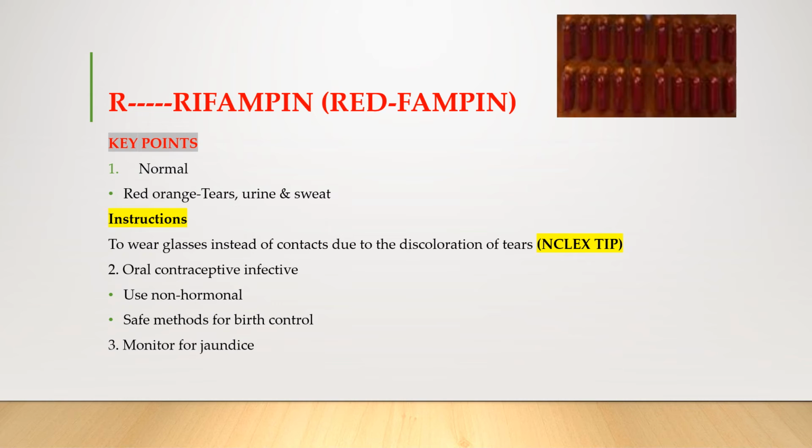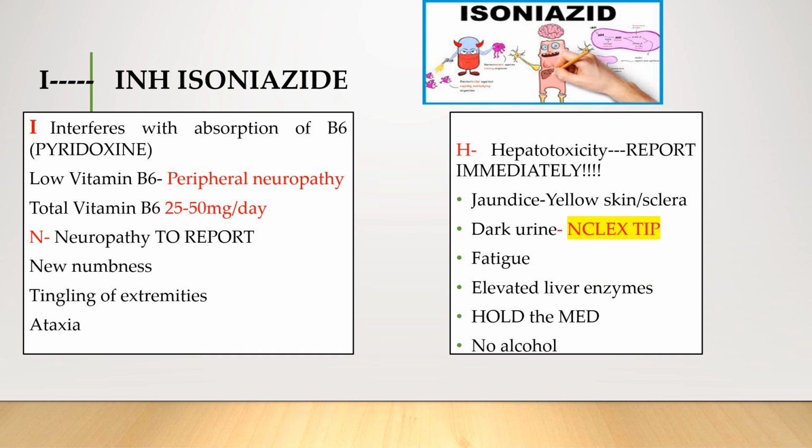Instruct the patient to wear glasses instead of contacts, because there will be discoloration in the tears. So always ask the patient to wear glasses only, not the contact ones. This is an NCLEX tip. For oral contraceptives, you always use other non-hormonal, safe methods for birth control, and also monitor for jaundice in these patients if the patient is being started on rifampicin.